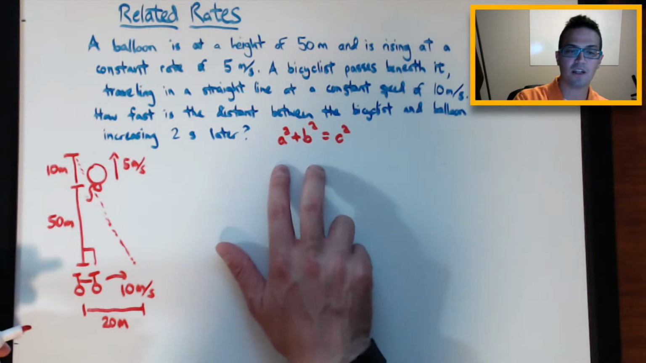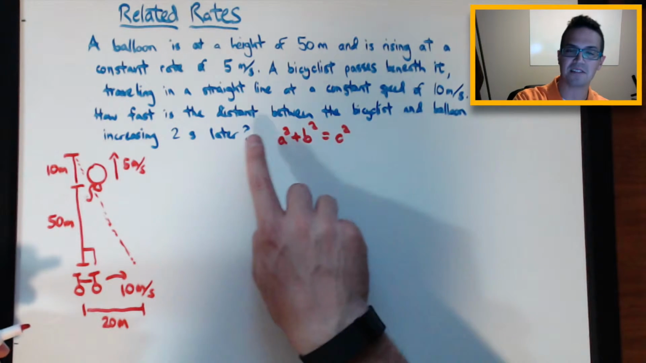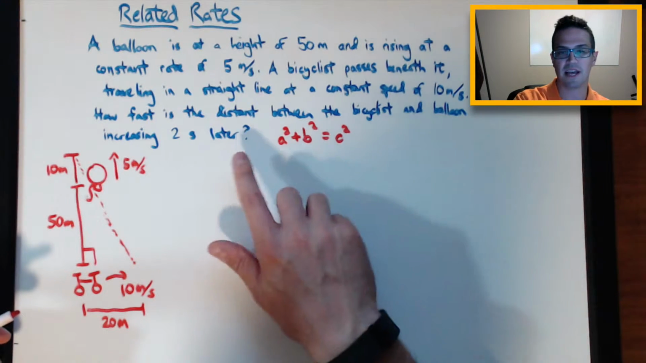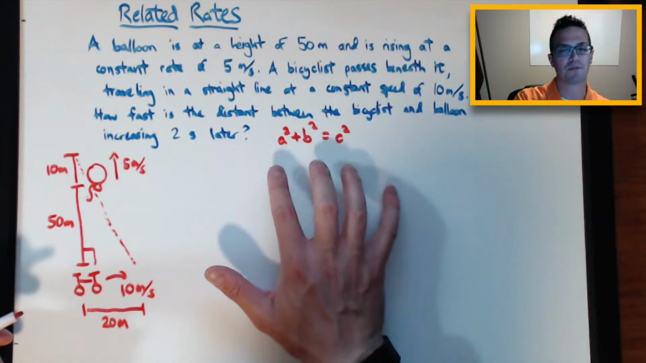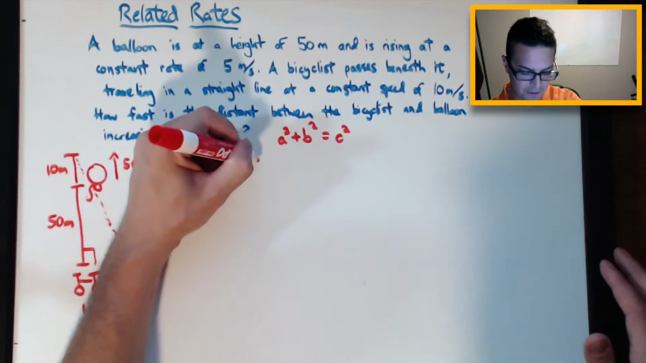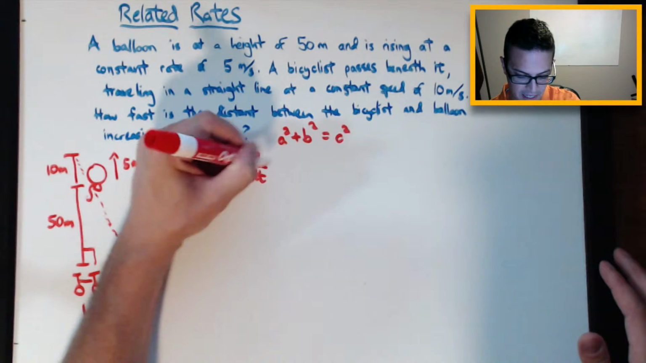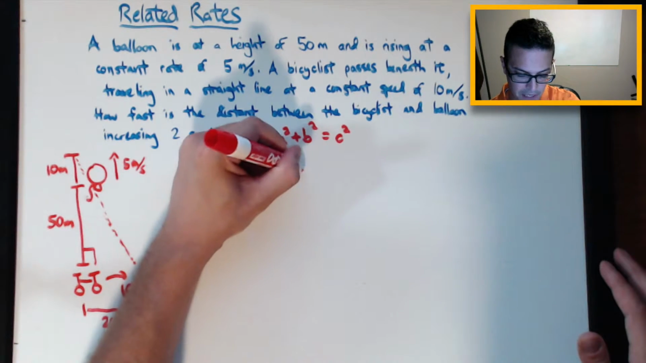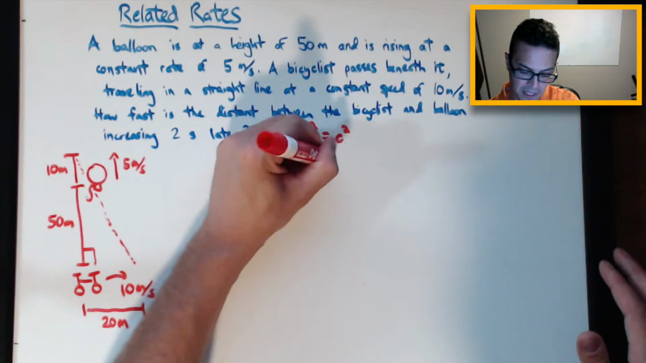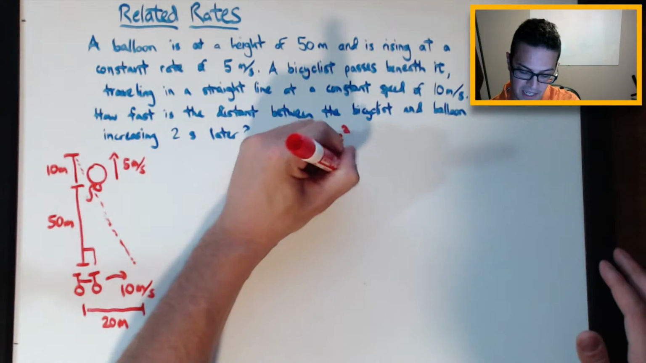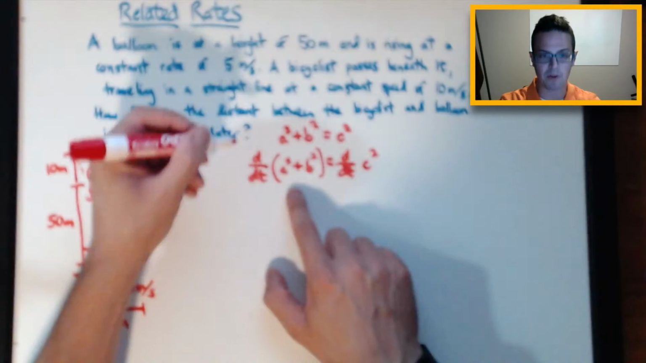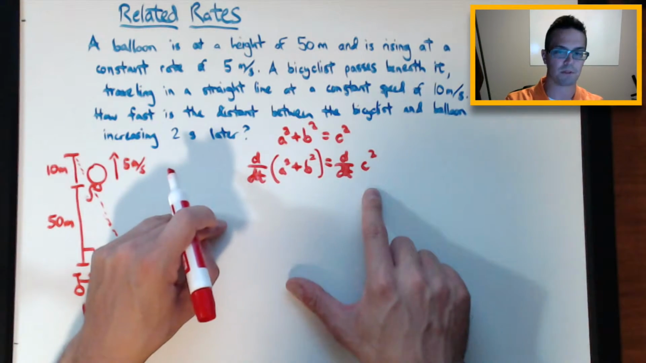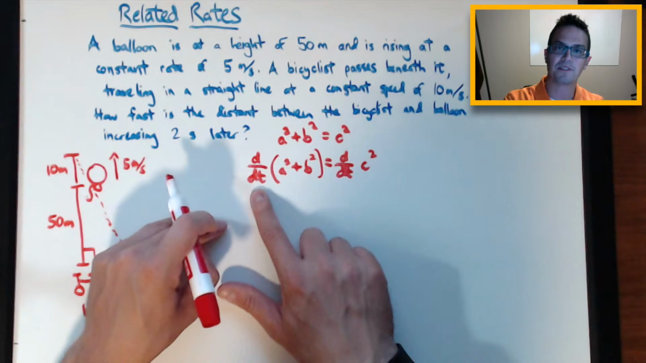Now because we're looking for the rate, or how fast the distance between the bicyclist and the balloon is changing 2 seconds later, I'm going to take the derivative of both sides of this with respect to t. So I'll have d over dt of a squared plus b squared is equal to d over dt of c squared. So the derivative of a squared plus b squared with respect to t, and the derivative of c squared with respect to t. We're going to do some implicit differentiation here.